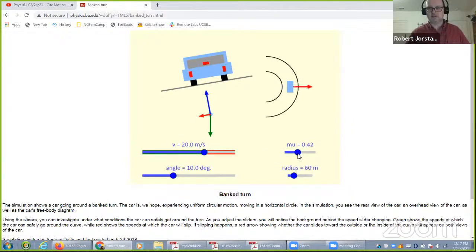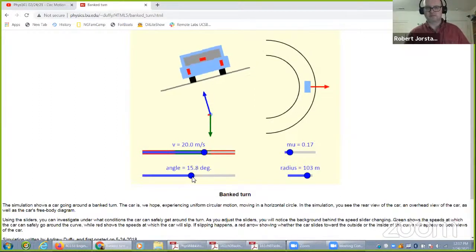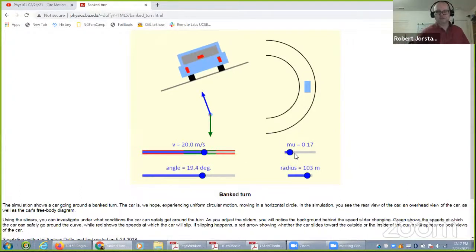Let's say you have a very small coefficient of friction here. And let's say our radius is pretty big. And let's make our angle pretty steep here, so 20 degrees like this. This is kind of absurd. You don't see a lot of roadways banked at 20 degrees, but let's say it is. This might be an on-ramp or something, an extremely strange on-ramp.